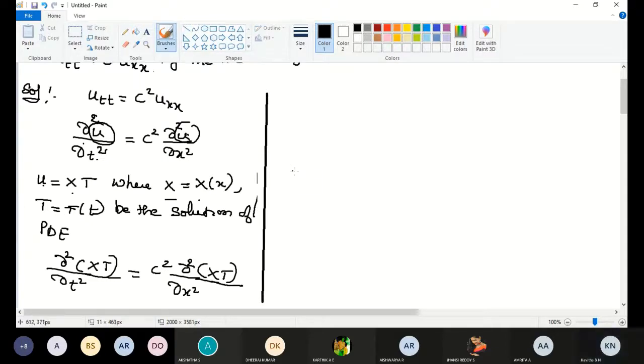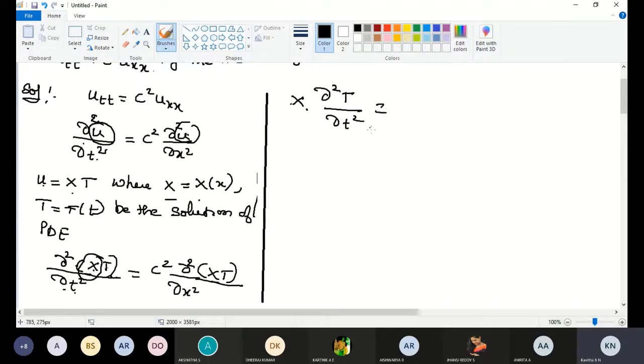Then here observe here del square by del t square of XT is there, partially differentiating with respect to t we have to do here. X is a constant, correct? X is a constant. Then write down this type: X into del square T by del t square. Here del square by del t square means partially differentiating with respect to t, means X is a constant. Okay, write down X. Then write down here del square T by del t square.